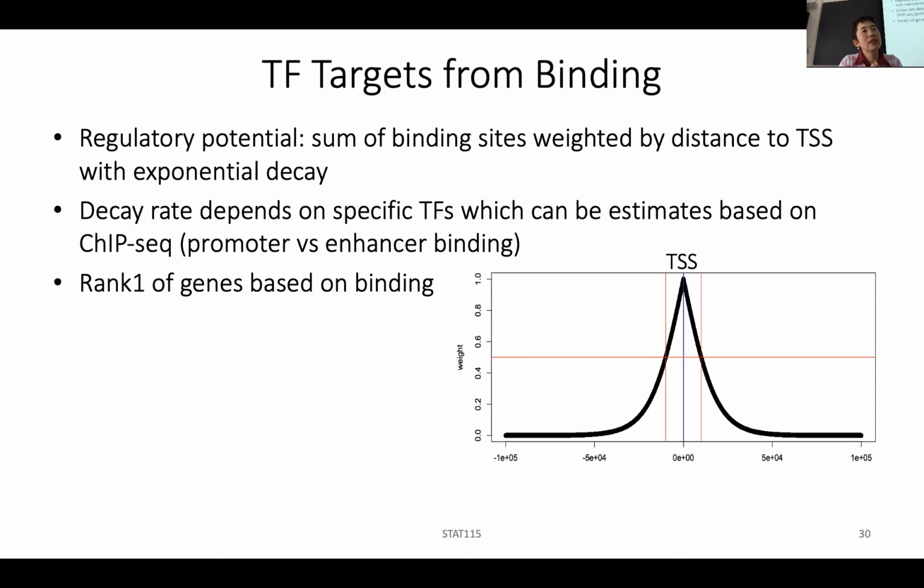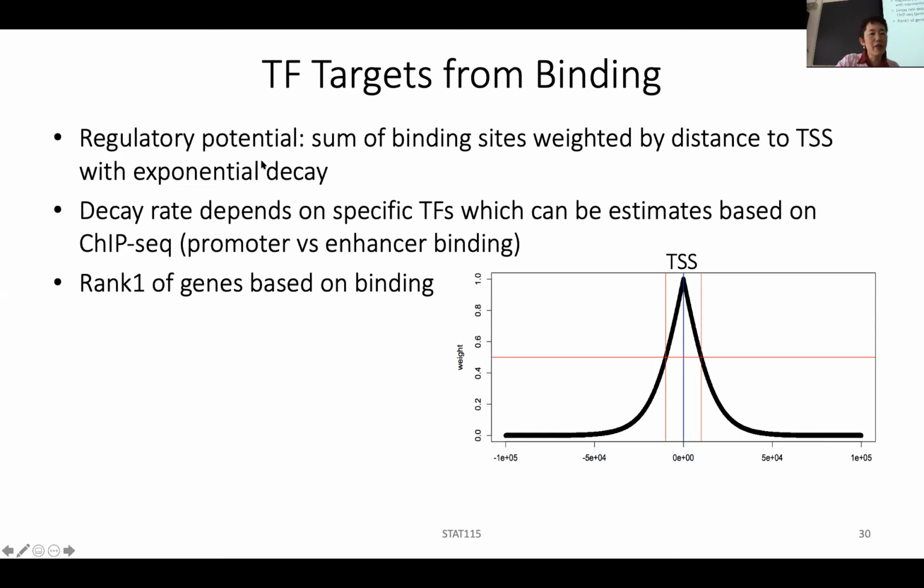So what kind of gene will get a high score? Genes that have more binding sites, and those binding sites are close to the transcription start site of that gene. They will get a good score. They will be the higher ranked targets. Whereas a gene that has either no binding sites or only some weak binding sites that are really far away will have a very low score.